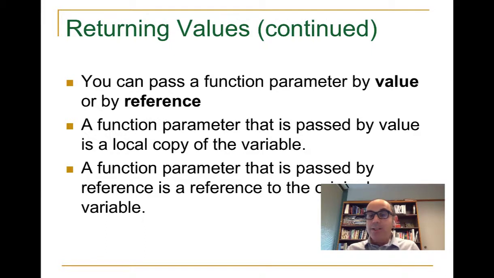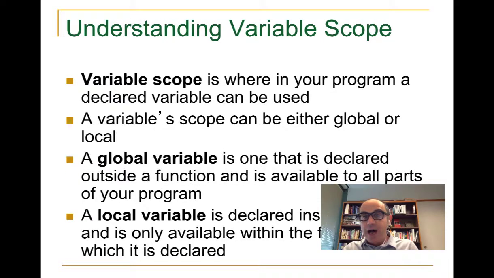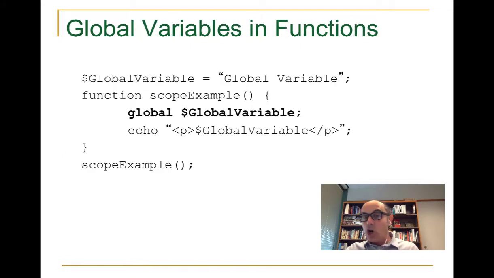So a function is basically passing by a reference, which is a reference to the original variables. The variable scope is where a declared variable in your program can be used. A variable scope can be either global or local. Again, a global variable is declared outside and is available to all parts of your program. Local refers to a variable available only within the function where you declare it in your code.